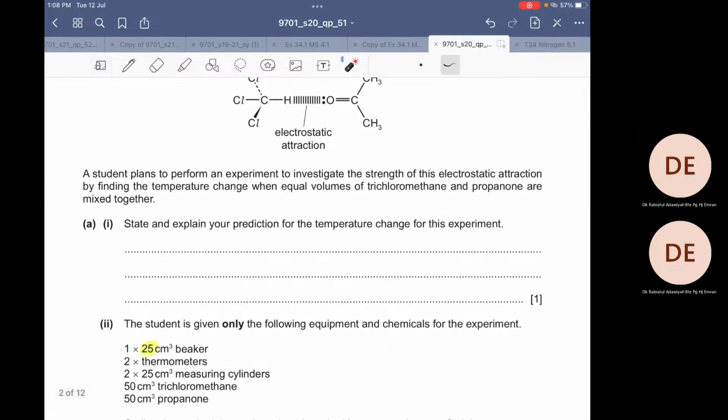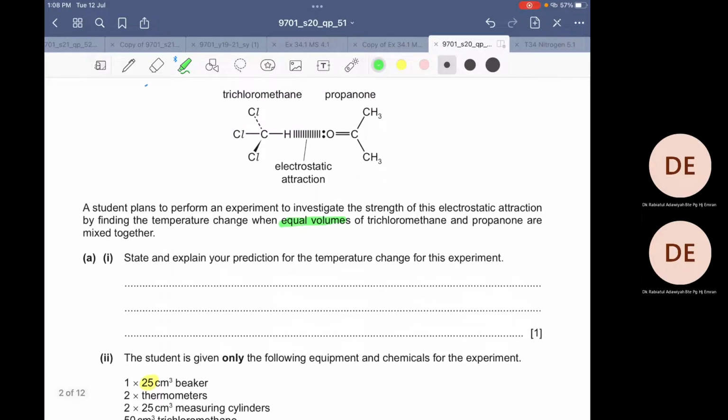A student plans to perform an experiment to investigate the strength of this intermolecular force by finding the temperature change when equal volumes of trichloromethane and propanone are mixed together. State and explain your prediction for the temperature change for this experiment. So it looks like they are forming a bond. Okay, so when a bond is formed, they release energy. So you would expect it to be exothermic. Exothermic will release heat. So what happens to your temperature? Increase or decrease? Temperature will increase.